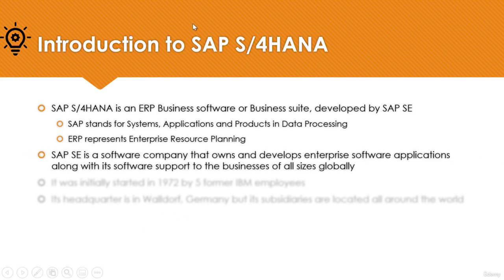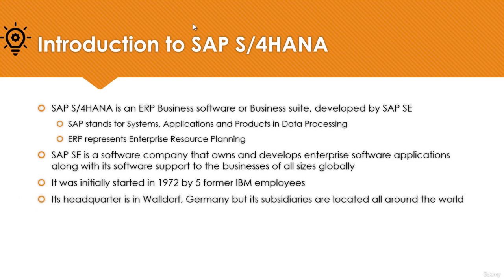SAP SE is a software company that owns and develops enterprise software applications along with its software support to businesses of all sizes globally. It was initially started in 1972 by 5 former IBM employees. Its headquarters is in Walldorf, Germany, but its subsidiaries are located all around the world.